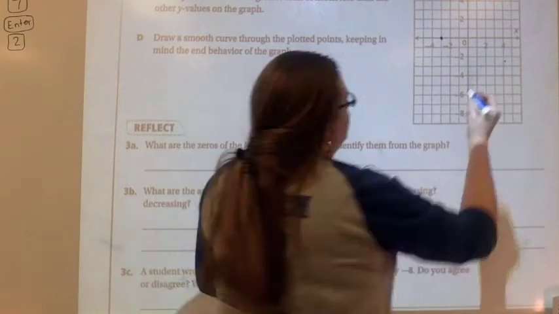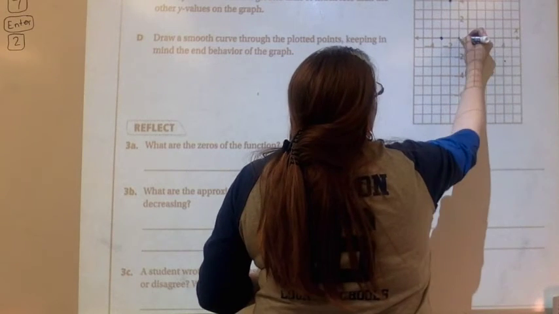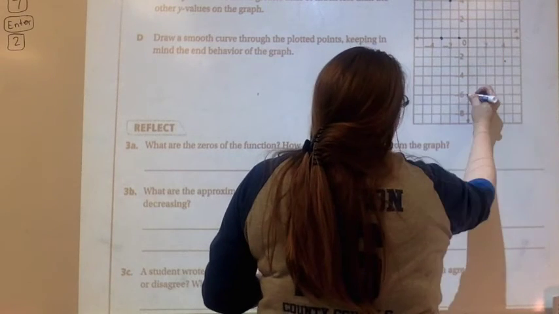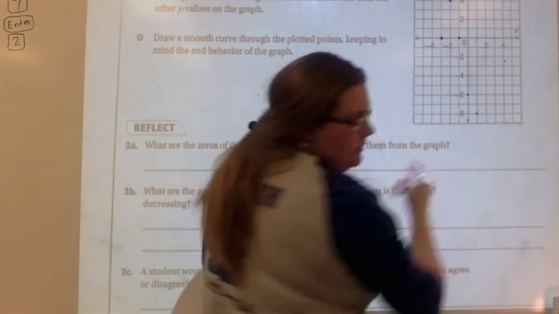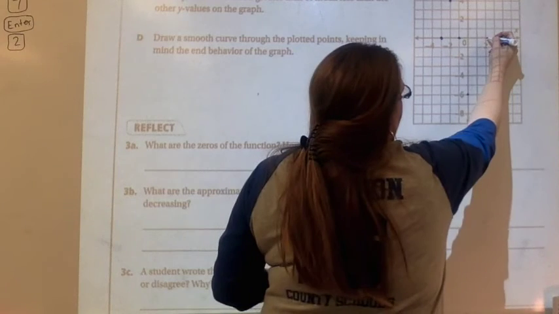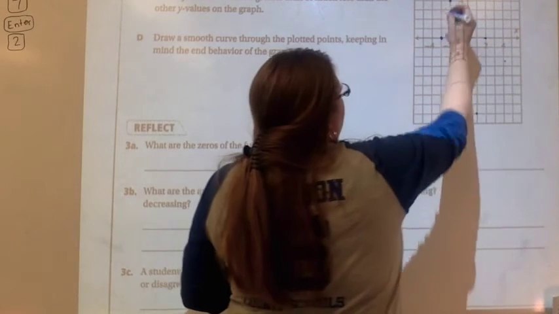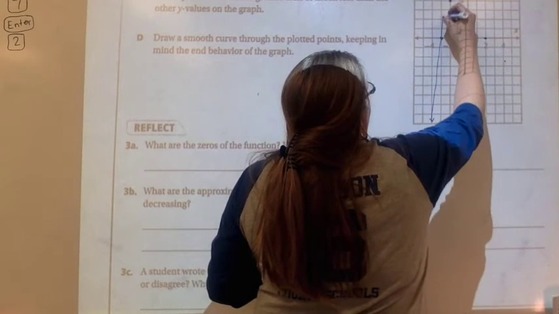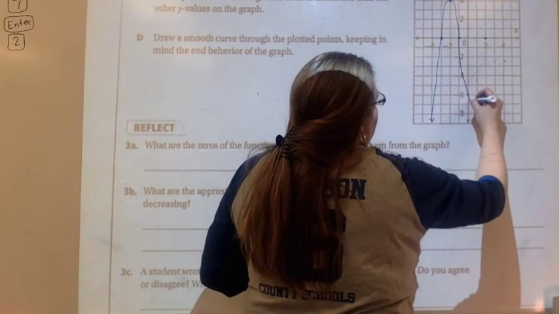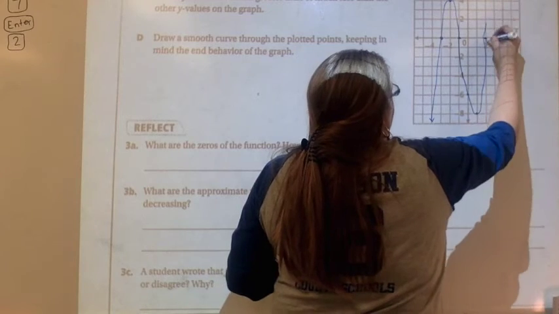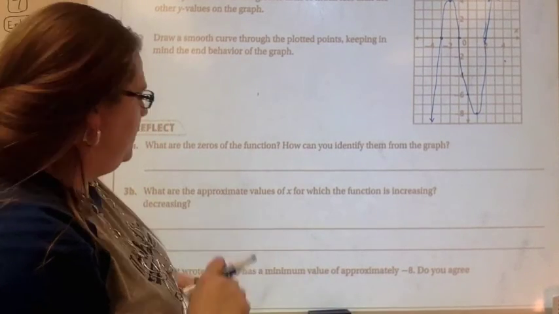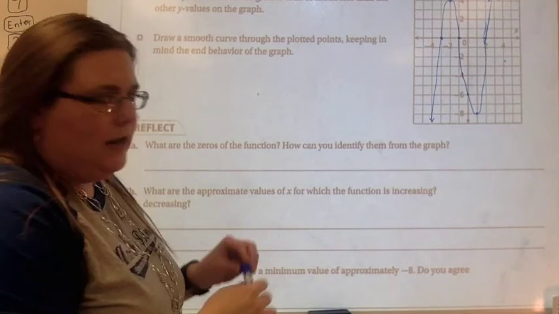We had negative 2 and 4, negative 1 and 0, 0 and negative 6, 1 and negative 8, 2 and 0, and then the 3 went up really high. So when we connect these, we end up with a graph that looks like this. Oops, I missed the mark. You get the picture. Okay, so think about the behavior of the graph and the equation therein.